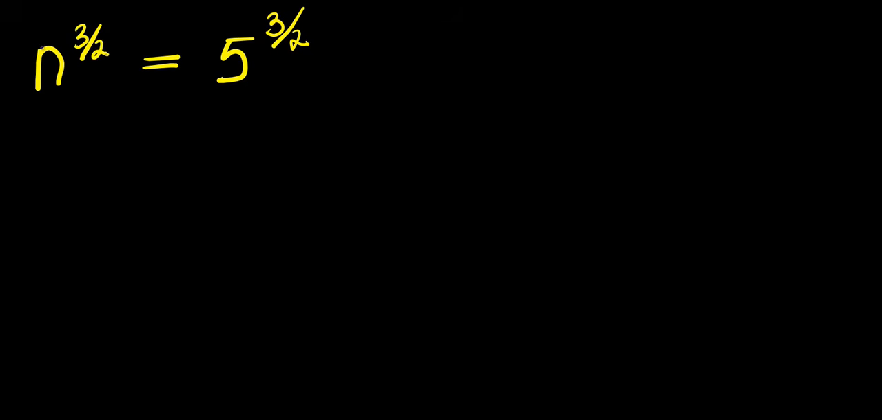Hello, how to solve this exponential problem? This is n to the power of 3 over 2 equals 5 to the power of 3 over 2. So we are solving for all values of n.